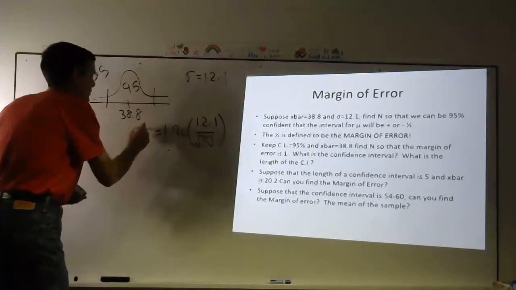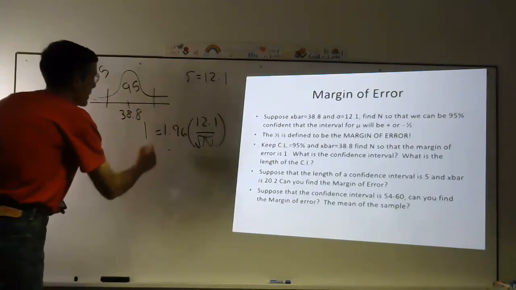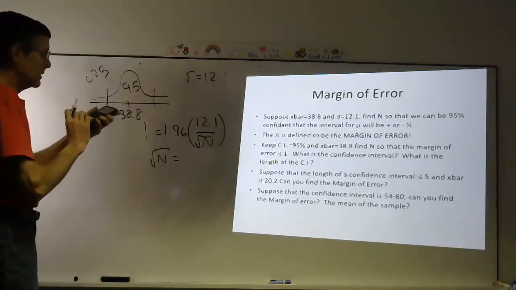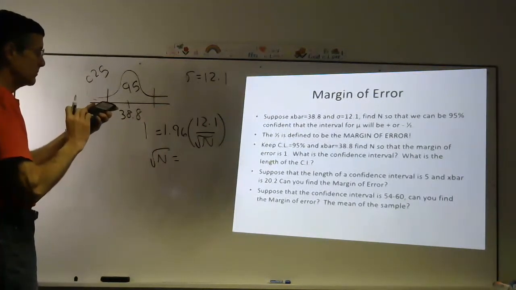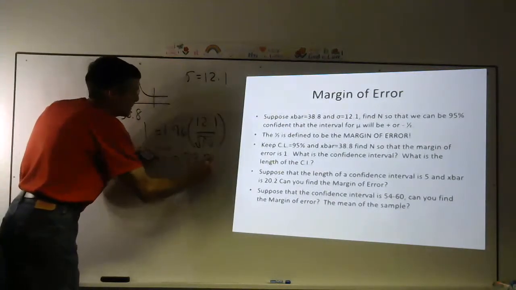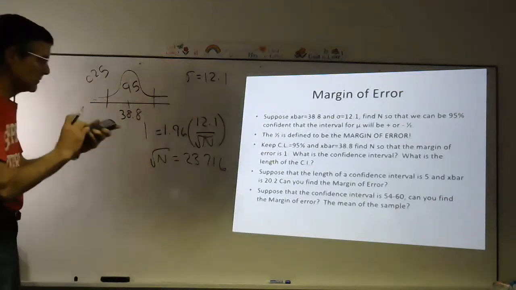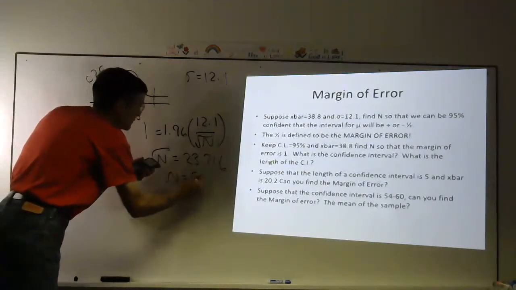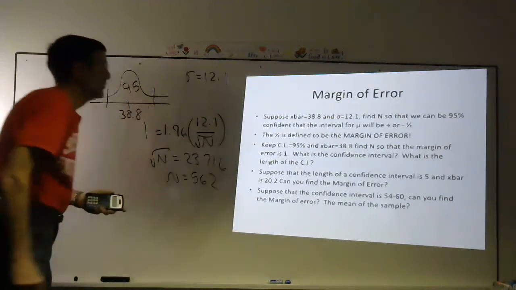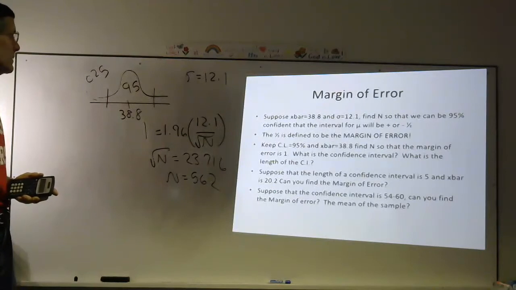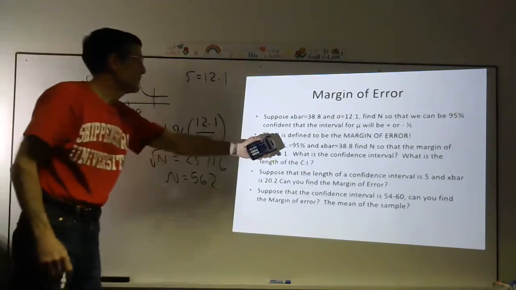If the margin of error is 1, multiply by root n, I have root n is equal to 1.96 times 12.1, and I get the 23.716 that I have. Square both sides, and I get n is 562, okay?